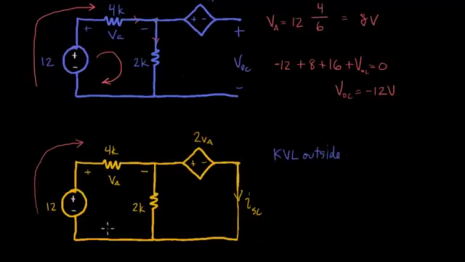So we'll start down here: negative 12 plus VA plus 2VA. And then that's it. We're back where we started. So that equals 0. So then VA equals 12 over 3, and therefore VA equals 4 volts.